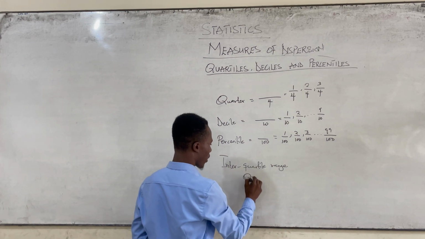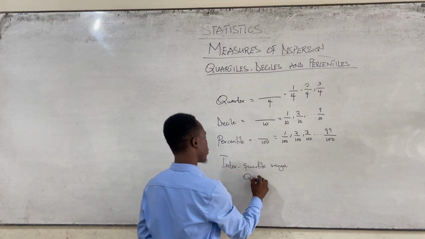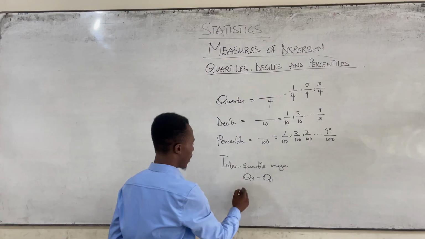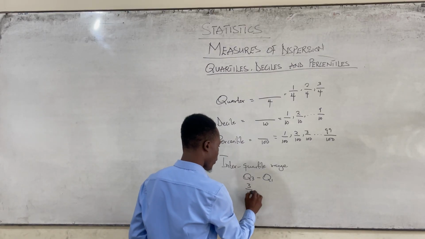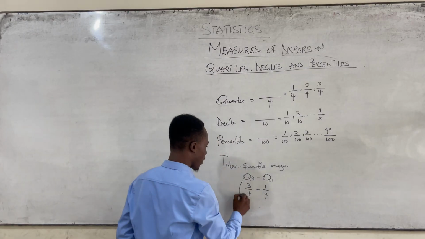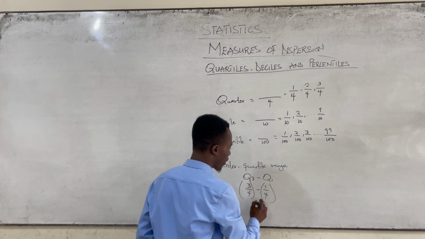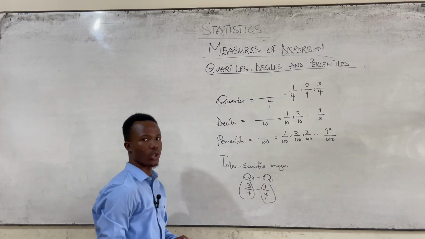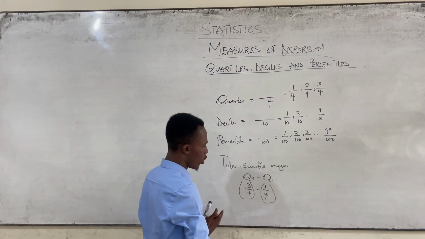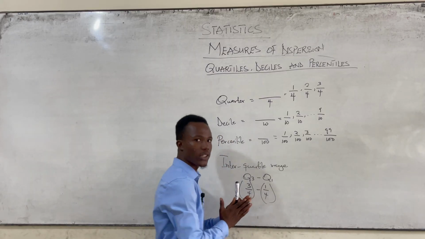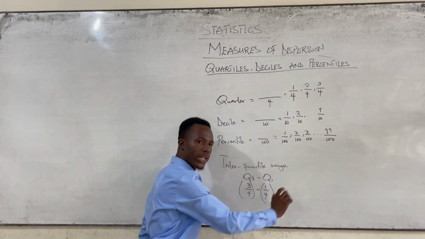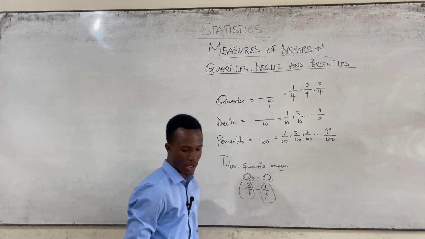your Q3, that is the third quartile. Then you subtract your first quartile from it. So Q3 minus Q1, that is 3 over 4 minus 1 over 4. You calculate the third quartile, then calculate the first quartile, then subtract the results. You don't subtract the fractions. You solve for the third quartile alone, then solve for the first quartile alone, then find the difference. That will give you the range.